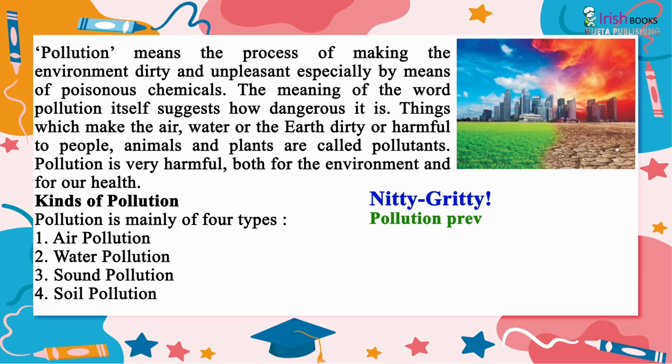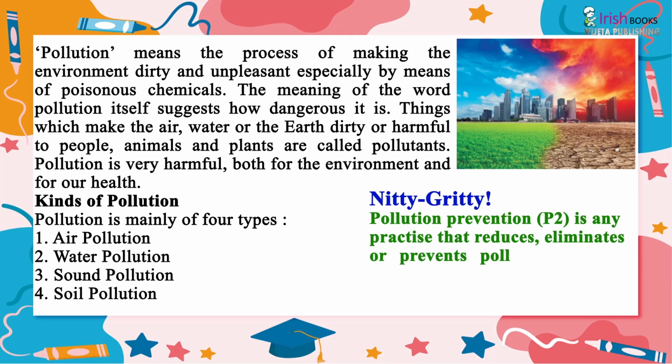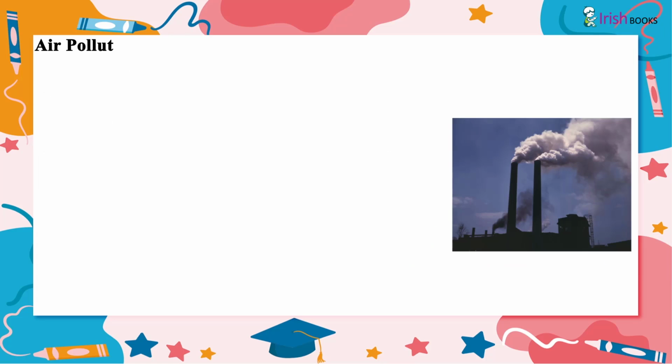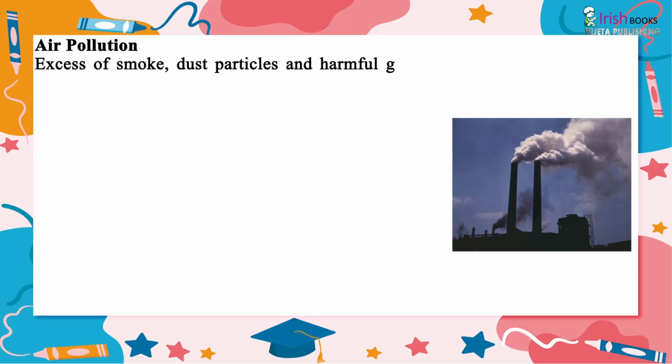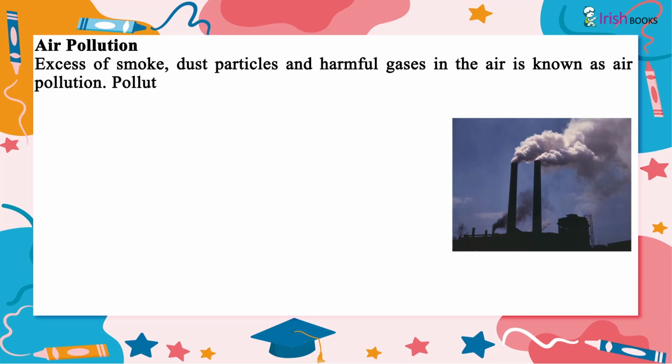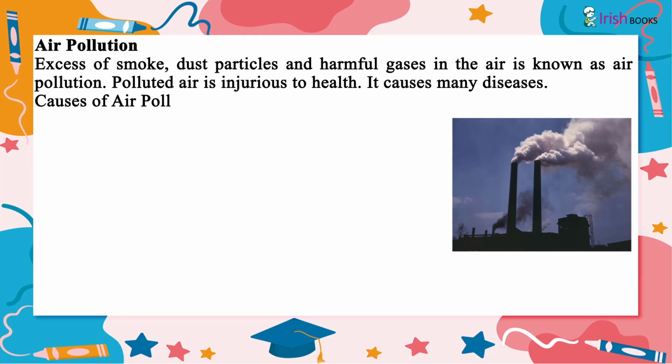Nitty-gritty. Pollution prevention, P2, is any practice that reduces, eliminates or prevents pollution at its source. Air pollution. Excess of smoke, dust particles and harmful gases in the air is known as air pollution. Polluted air is injurious to health. It causes many diseases.